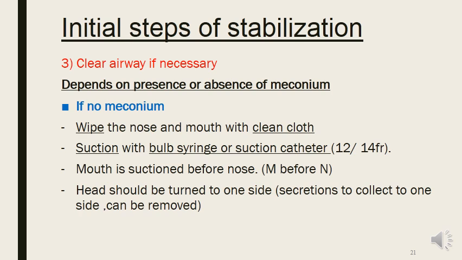So for clearing the airway, it depends on two factors: whether the child has passed meconium or not. If the child has no meconium, we can wipe the nose and mouth of the baby with a clear cloth and provide suction with a bulb syringe or suction catheter of 12 or 14 French, and the mouth is suctioned first before the nose. We can turn the head of the child to one side to allow the secretions to drain, collect the secretions on one side, and remove them.